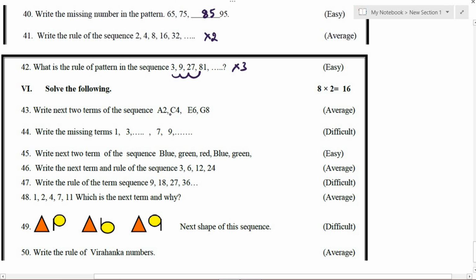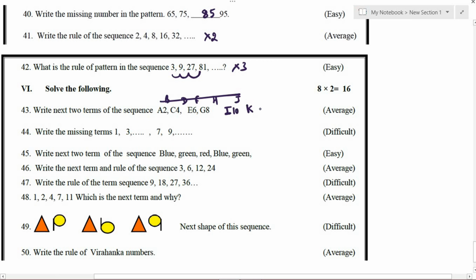Write the next two terms of the sequence. Here he wrote A, C, E, G. He is missing one letter each time, jumping one letter. B is missing, C, D is missing, E he wrote, F is missing, G, H we have to miss, so I, then J we have to miss, K. Therefore, I, K is the correct answer.